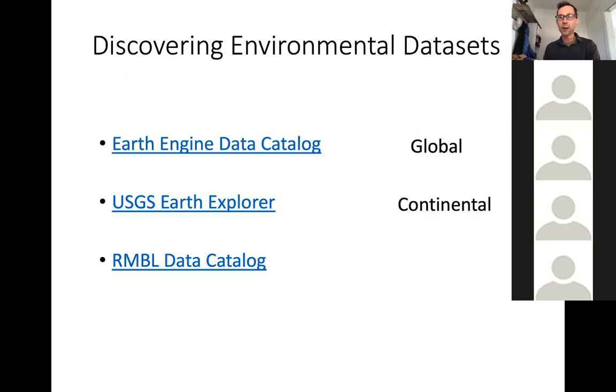USGS Earth Explorer is an interface for a lot of NASA's Earth observing satellites, along with mostly North American focused climate data sets and a few other things. It's a very powerful platform. And then I'm going to talk a little bit about the data catalog that we put together that highlights data sets that are much more applicable to the small scale of our work in Western Colorado.